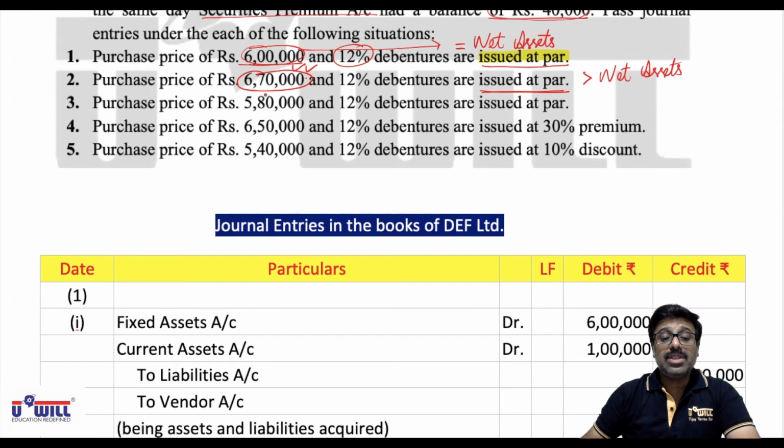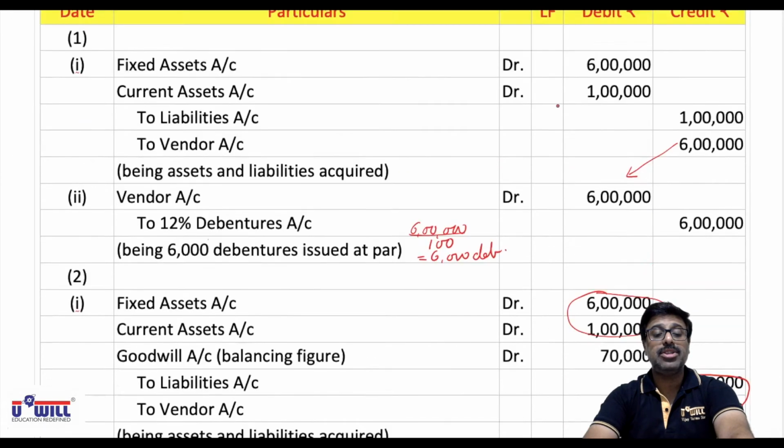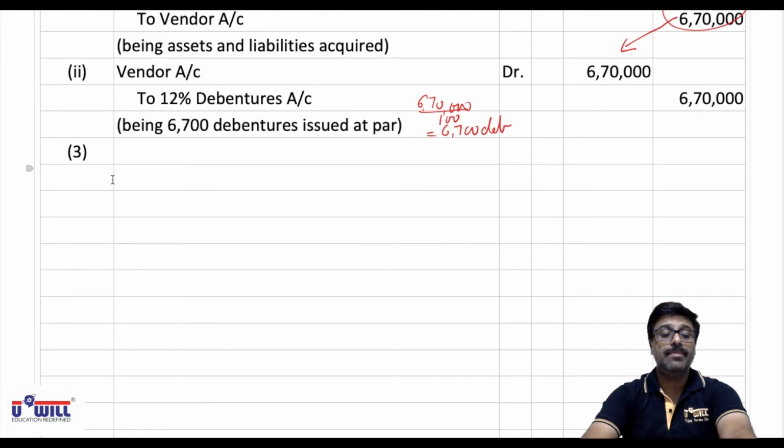Being purchase price of 5,80,000. Now 5,80,000 is less than the net assets of 6 lakhs. So here we are paying less. How much less? 20,000 less. That is our capital profit, which will be transferred to capital reserve. And 12% debentures are again issued at par. So workings won't be required for number of debentures. So third one, write it all down first.